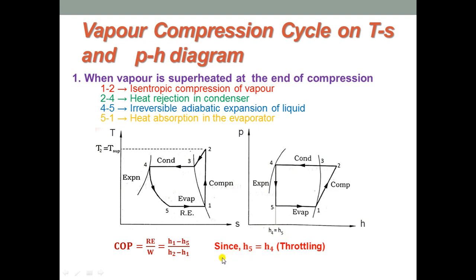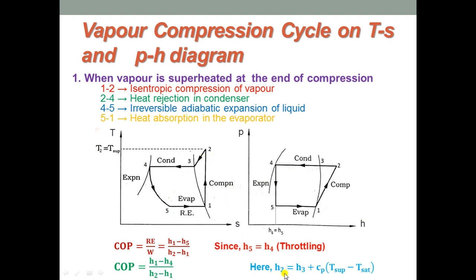So, now we are going to replace H5 with H4 and the expression becomes H1 minus H4 over H2 minus H1. Here in this expression H2 is a point in the superheated region, or condition number 2 represents the superheated vapor condition of the refrigerant.